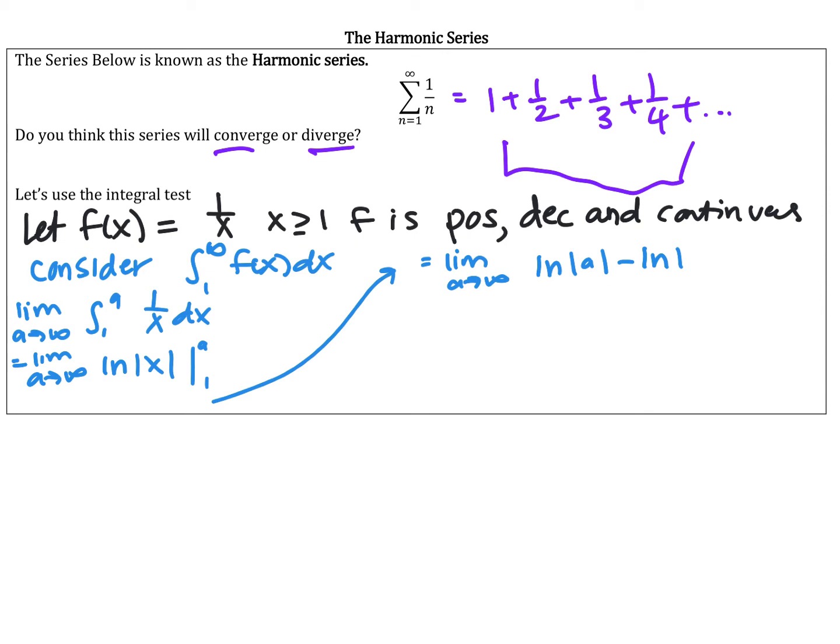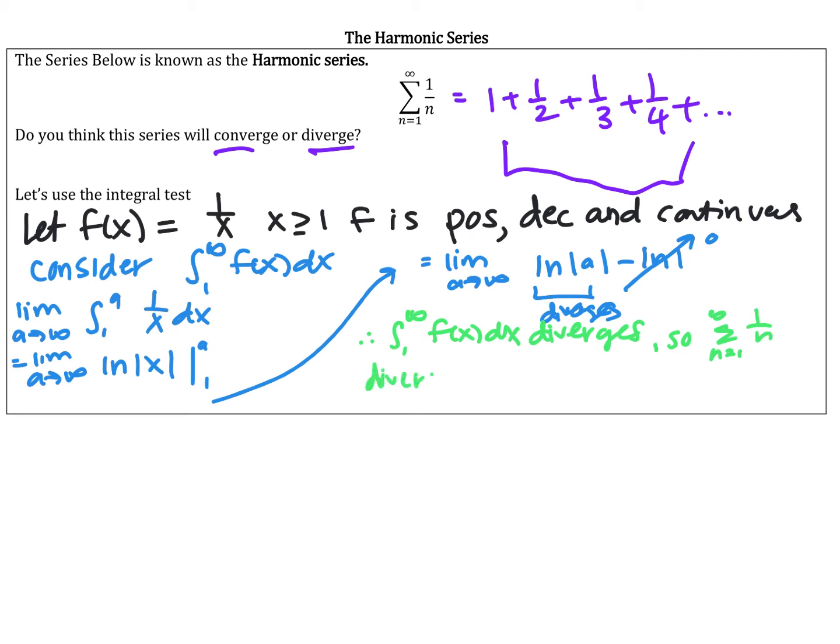So finding the antiderivative using direct substitution, natural log of 1 is 0. Natural log of the absolute value of a, so natural log grows forever, even though it grows really slowly. So this piece right here diverges, which means that the integral is going to diverge. And what the integral test tells us is that if the integral diverges, so does the series. So the series from n equals 1 to infinity of 1 over n is going to diverge by the integral test.